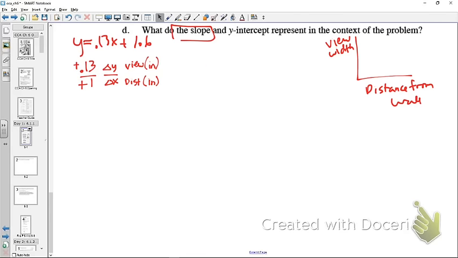Interpreting the y-intercept, that's this guy. Remember, that's (0, 1.6). Remember, x is the distance from the wall. Y is the field width of view, or how much of the wall you can see. If I am 0 inches away from the wall, that means I can see 1.6. Let me erase that and put view. That means I can view 1.6 inches.